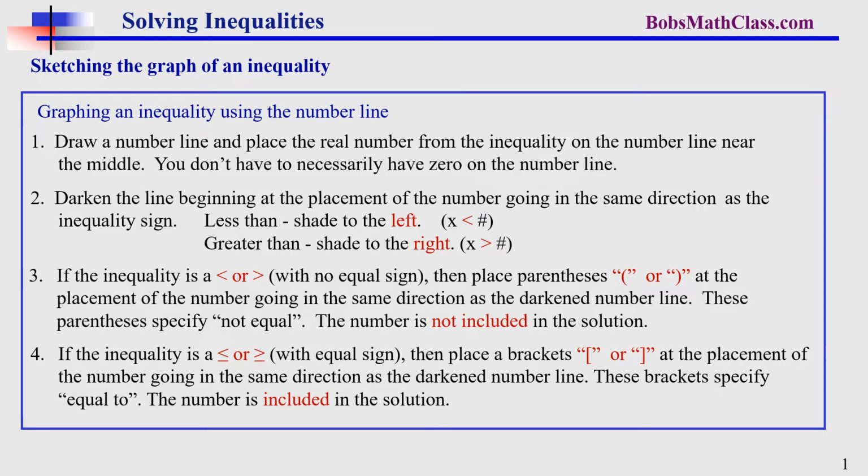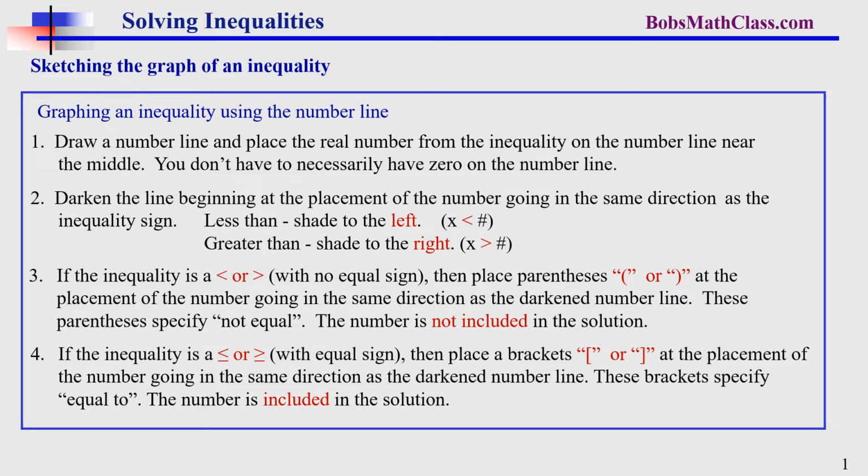Okay, then we're going to darken the line beginning at the placement of the number going in the same direction as the inequality sign. So if you have x is less than a number, shade to the left of the number. If it's greater than, shade to the right. Think about the inequality as an arrow. Whichever way it's pointing, that's the way you shade.